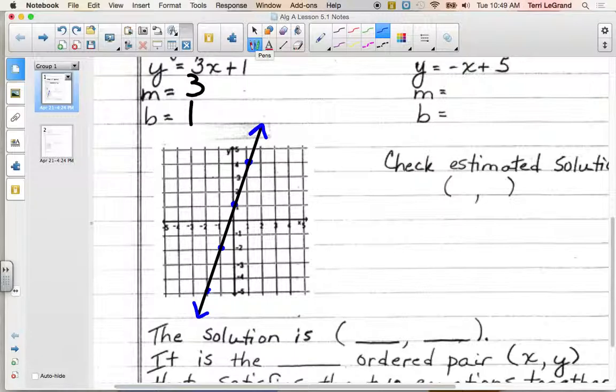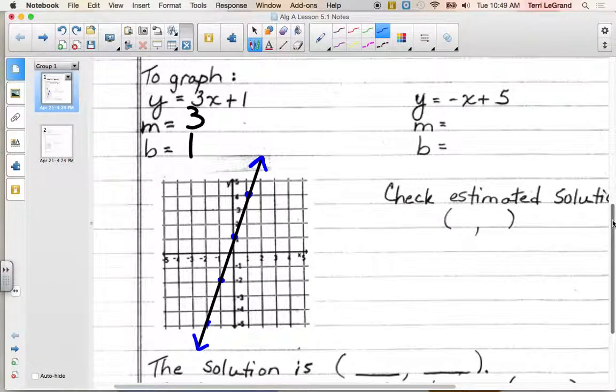Okay, so we have one of our equations from our system graphed. Now we'll go back and work with the other one. So y equals negative x plus 5. Is it in slope-intercept form? Yes, it is. So then we can go to identifying its slope and its y-intercept. What's its slope? Negative 1. And what's its y-intercept? 5. Okay, so go ahead and get that one graphed.